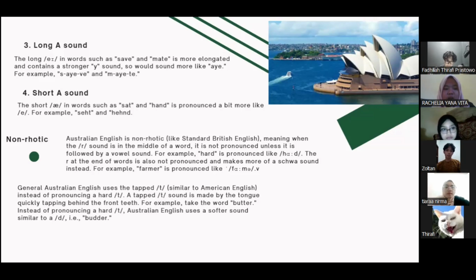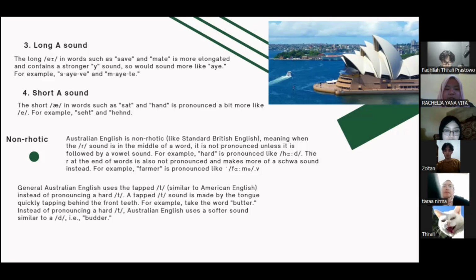Australian English is non-rhotic, like standard British English, meaning when the R sound is in the middle of a word, it is not pronounced unless it is followed by a vowel sound. For example, heart is pronounced like heart. The R at the end of a word is also not pronounced and makes more of a schwa sound instead. For example, farmer is pronounced like farmer.